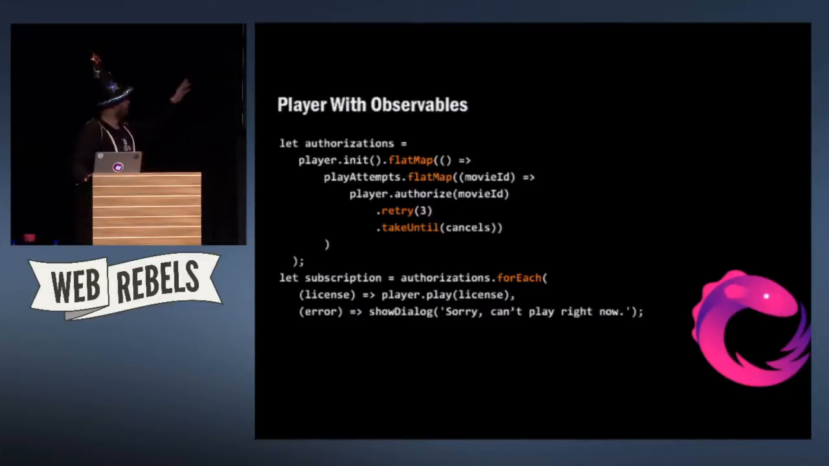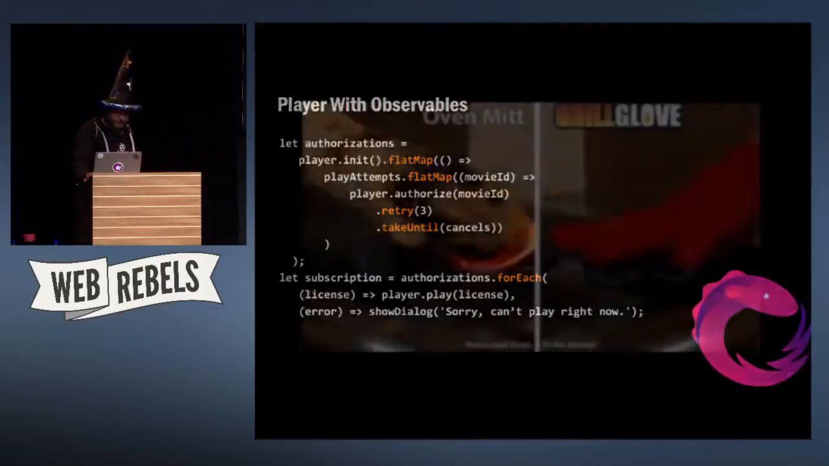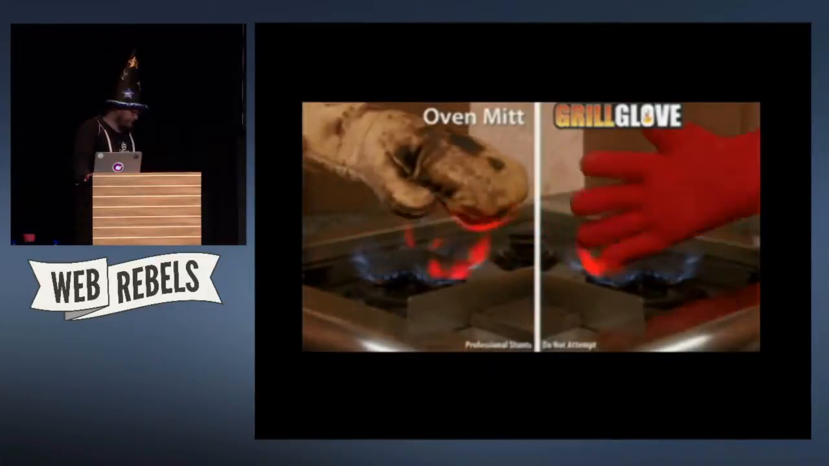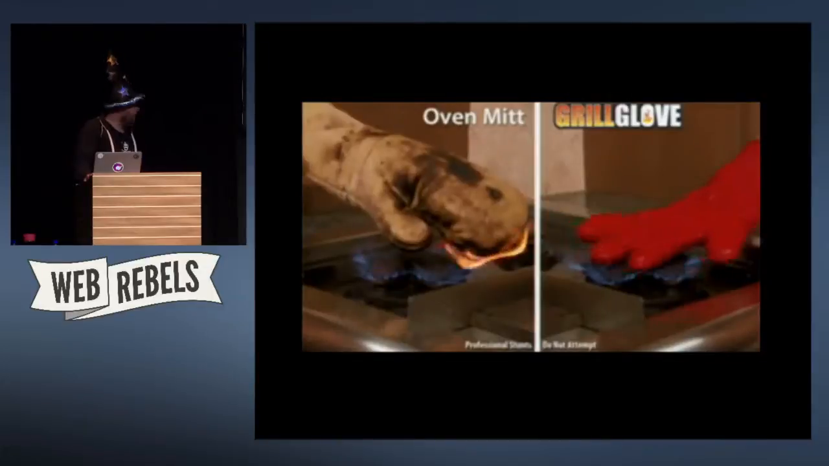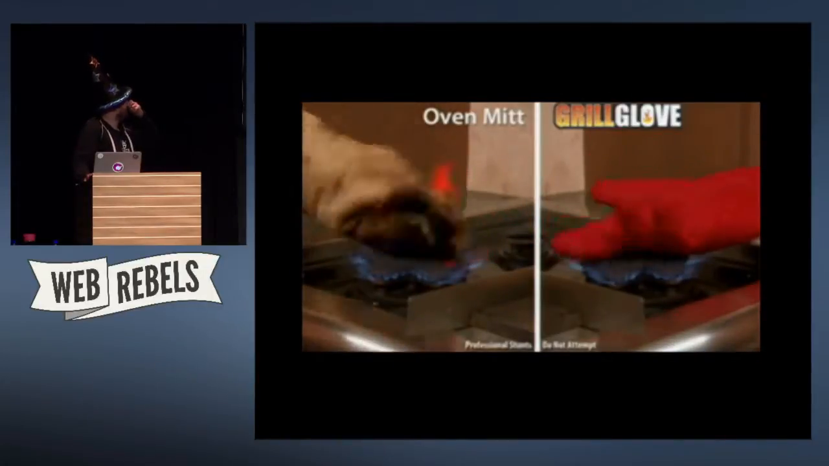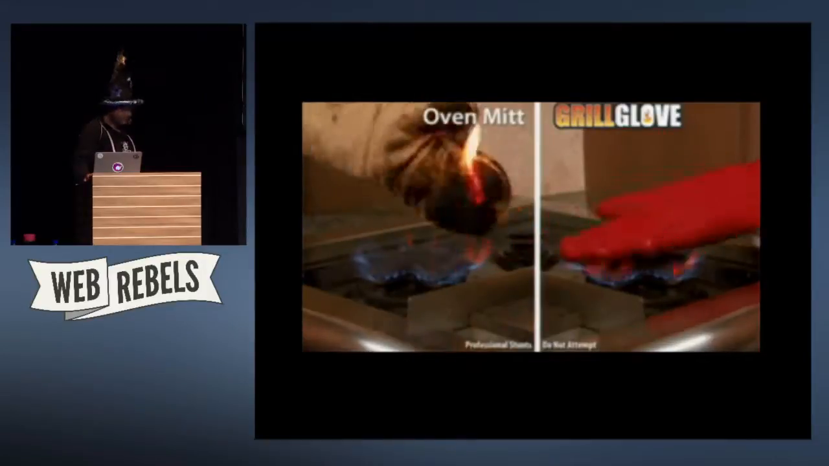And then basically when we want to get the ticket, or the license, we can play the license or tell you you're out of luck. So, like I said, in terms of burning yourself, there's a lot less chance of that, with Rx on the right and callbacks on the left there.